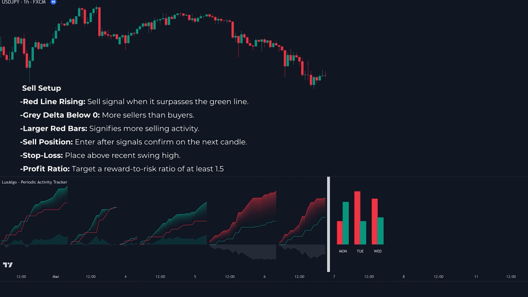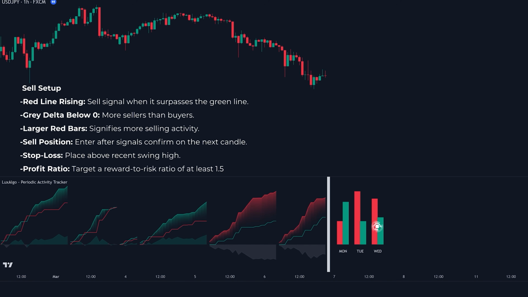Sell setup ideas. Red line rising. When the red line goes up fast and the green line can't keep up, it shows a lot of people are selling. This could mean prices are going to drop. Look at the gray delta. If the gray delta is below 0, it means there are more sellers than buyers.